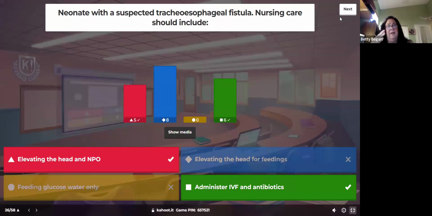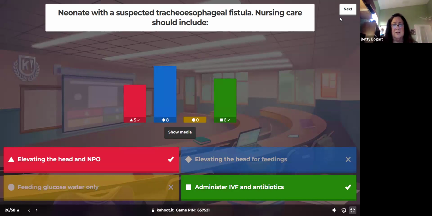So I want the head of the bed elevated and nothing by mouth. We are not going to feed this child, so we're not going to elevate the head for feeding. And the big one with this one, tracheoesophageal fistula, you are having many aspirations. You need antibiotics. IV fluids, antibiotics, NPO, keep the head of the bed elevated.